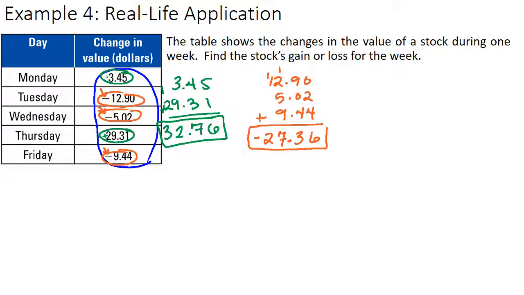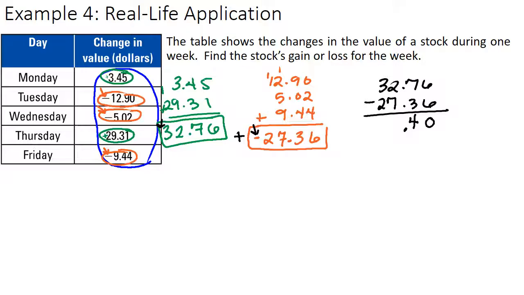So now my next step is to, in fact, add 32.76 and negative 27.36. So I have a positive plus a negative, which means I'm actually going to be performing subtraction. I'm going to take the bigger number minus the smaller number, so I have 32.76 minus 27.36. So 6 minus 6 is going to be 0. 7 minus 3 is going to be 4.